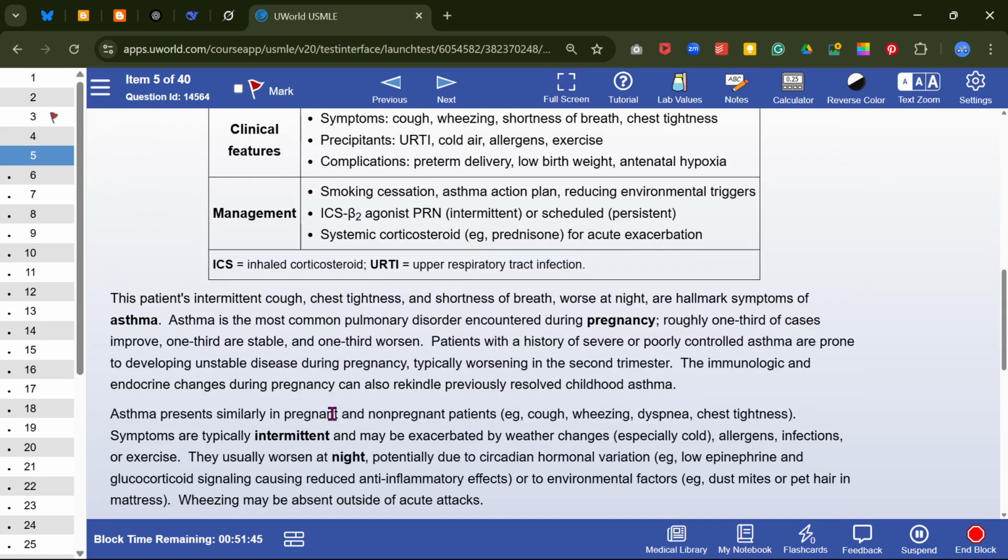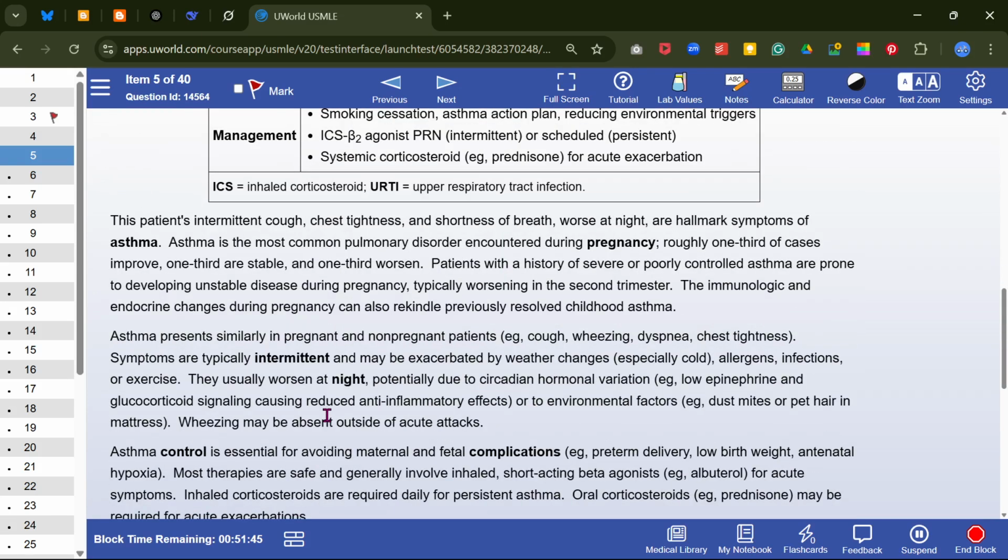Okay, it's asthma in pregnancy. These patients' intermittent cough, chest tightness, and shortness of breath, worse at night, are hallmark symptoms of asthma. Asthma is the most common pulmonary disorder encountered during pregnancy. Roughly one third of cases improve, one third are stable, and one third worsen.